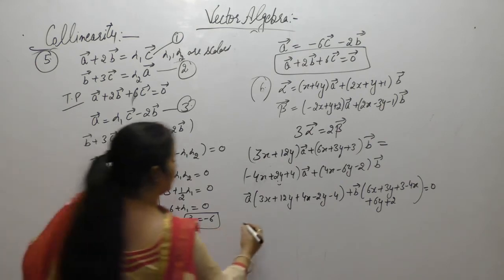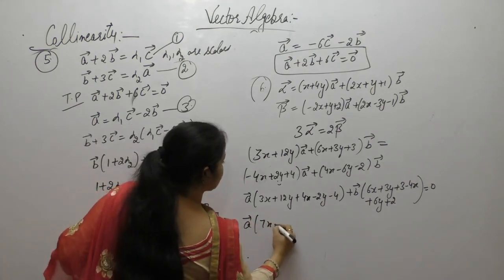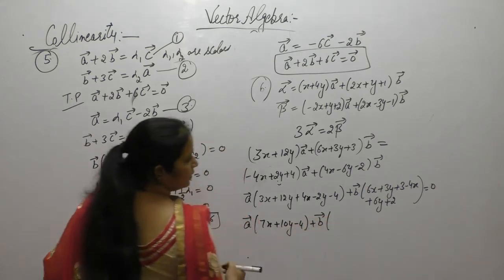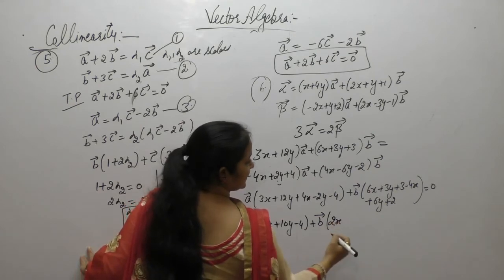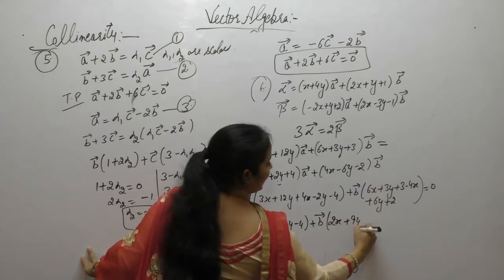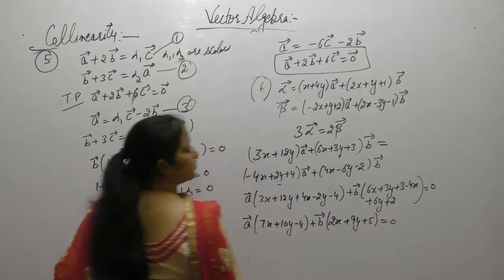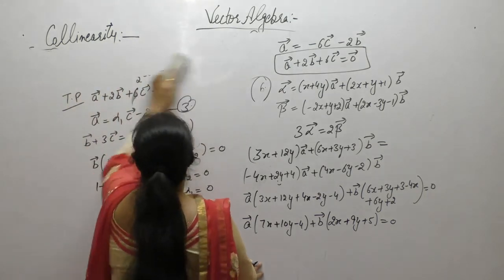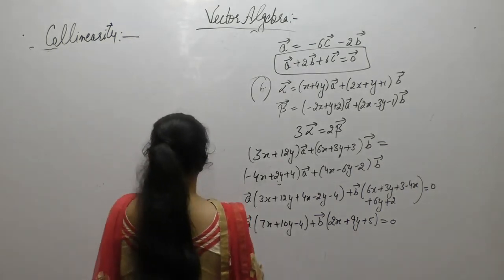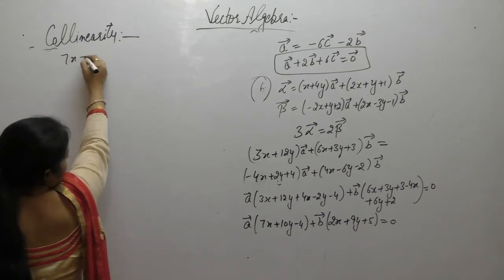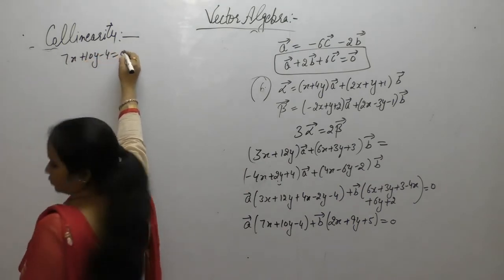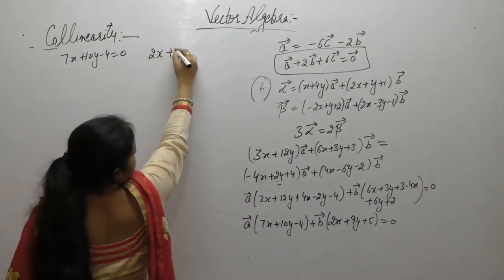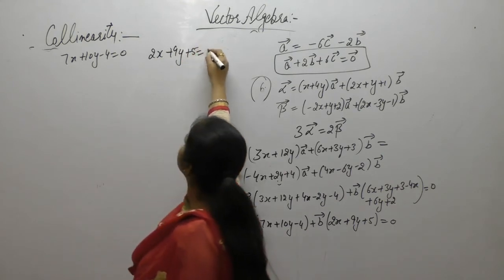Now A vector into (7x plus 10y minus 4) plus B vector into (6 minus 4x, 2x, 3 plus 6, 9y plus 5) is equal to 0. Now A vector and B vector are non-collinear vectors. Therefore 7x plus 10y minus 4 is equal to 0 and 2x plus 9y plus 5 is equal to 0.